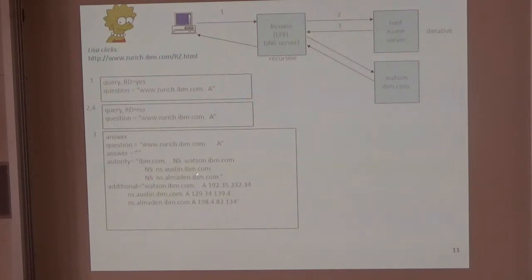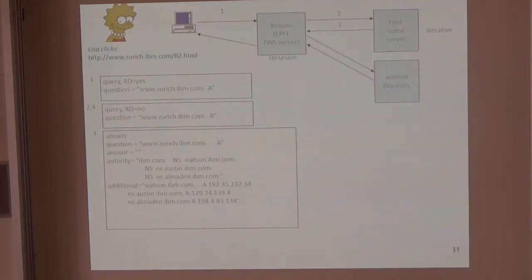You will receive a number of DNS servers. Of course, you will receive them in the form of names, but the names are useless, so you also get the IP addresses that correspond to them. So when my EPFL server has received this, it has 3 IP addresses of 3 DNS servers of the IBM domain. Still doesn't know, because I'm not looking for IBM, I'm looking for www.zurich.ibm. But it will pick one of them, for example, Watson, and will send a query, number 4.